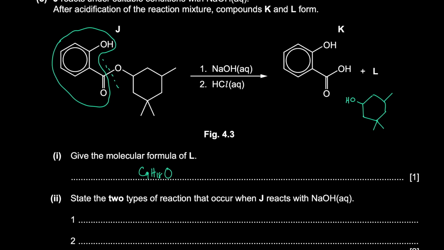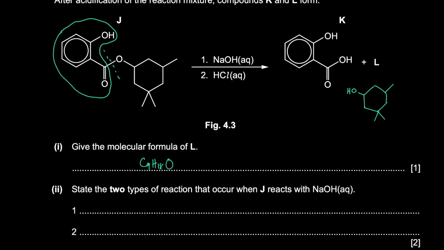The two types of reactions that are occurring when J reacts with NaOH are neutralization, an acid-base reaction, because you also have a phenol group here that reacts with aqueous NaOH, and hydrolysis. Hydrolysis is breaking the ester linkage, and you have neutralization, or you can say acid-base.